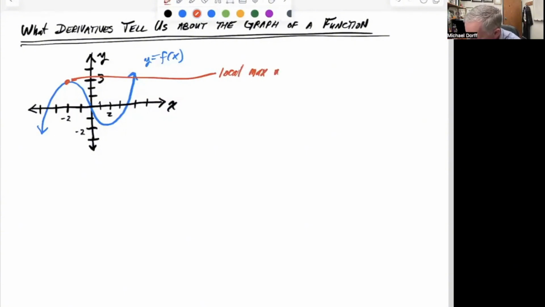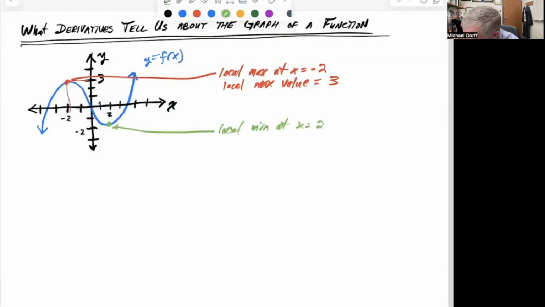Well, we know here at this red point, we have a local max value, and the local max occurs at x equals -2, and the local max value is equal to 3 in this case, because go over there, I get 3, and down there I get the -2. So a local max at x equals -2, and the local max value equals 3. We also know that I have a local min at x equals +2, and the local min value is equal to -2.